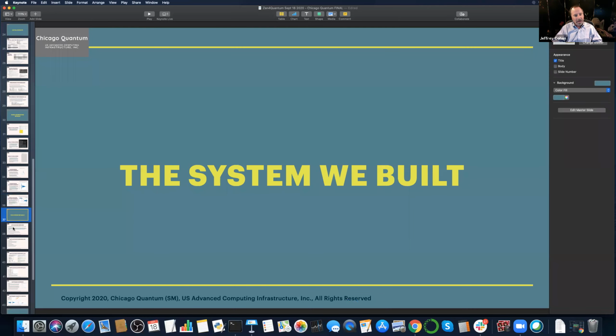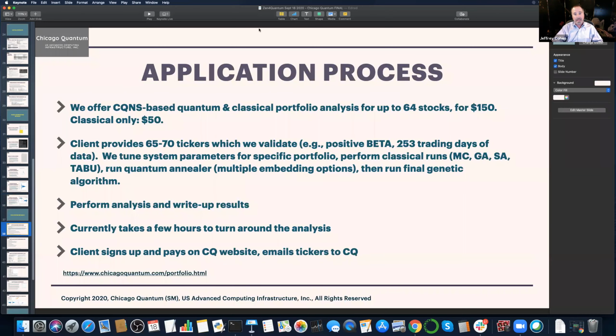So I just want to give you a little sense of the system we built, and I'm going to give you a little advertisement at the end. We do have 19 participants, so it's not a big advertisement. It's a tiny one, but we offer the Chicago Quantum Net Score solution. If you give us up to 64 stocks, we'll run it quantum and classical for $150. I ask for a day. It doesn't take a full day, but sometimes I'm not right by the email. Classical is $50.